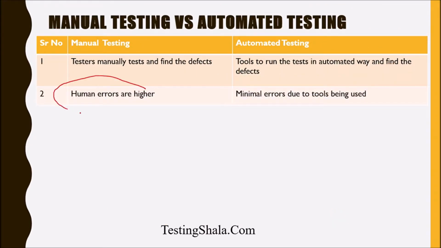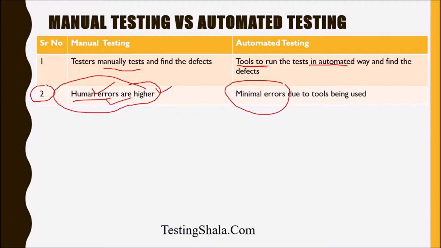Because we are human beings, when we are executing the test cases, the chances of human errors are much higher when you're testing manually. Because tools run in an automated way, there will be minimal errors when we utilize the tools. That is the main advantage over manual testing. This is the second difference. Let's move on to the third important difference.